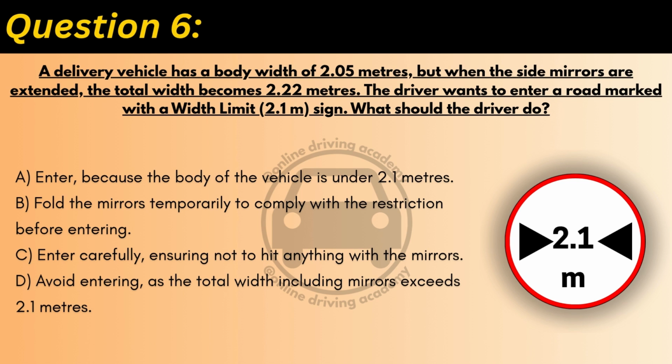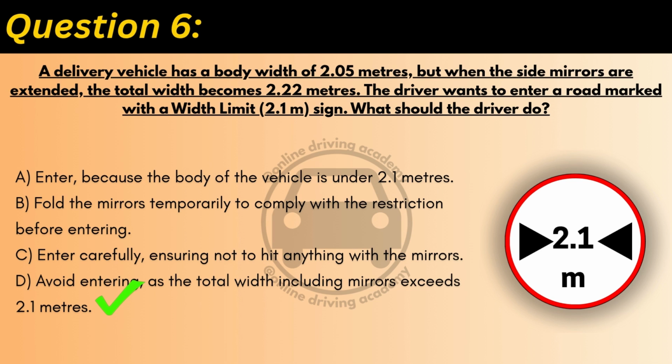That is incorrect. With option C, it says enter carefully, ensuring not to hit anything with the mirrors. If the road limit is going to be 2.1 meters, obviously your mirrors are going to actually hit something. So option C is incorrect. With option D, it says avoid entering as the total width including your mirrors is going to exceed 2.1 meters.